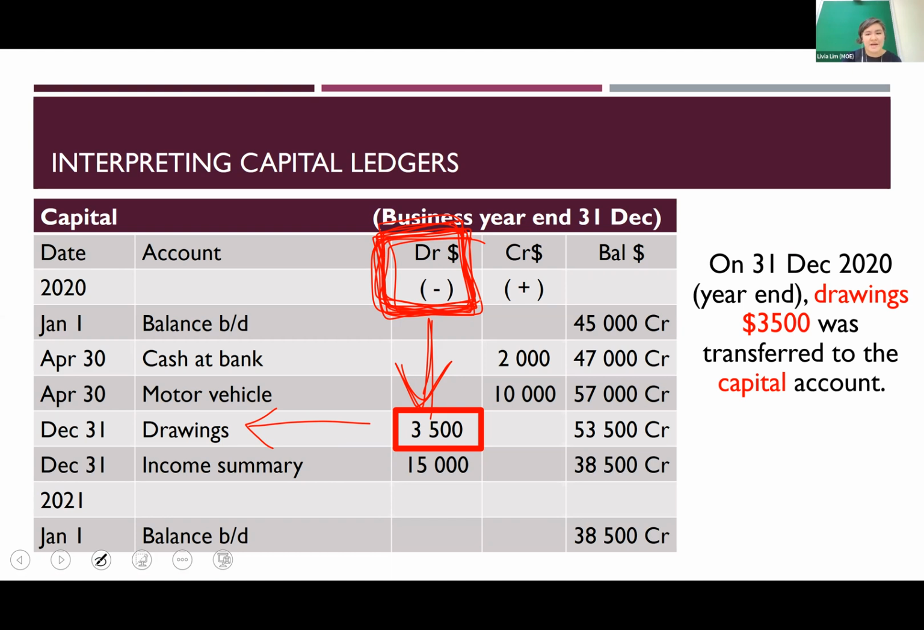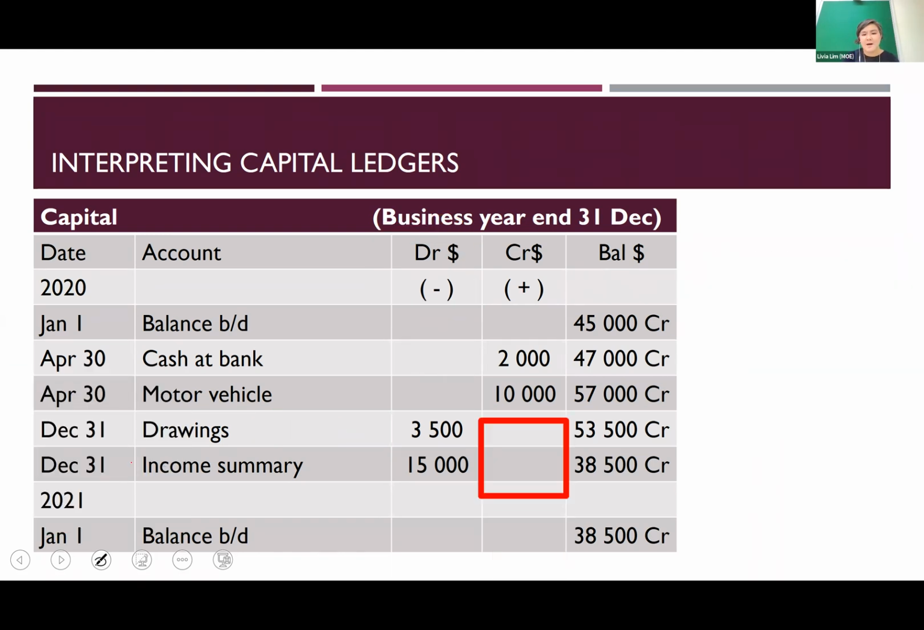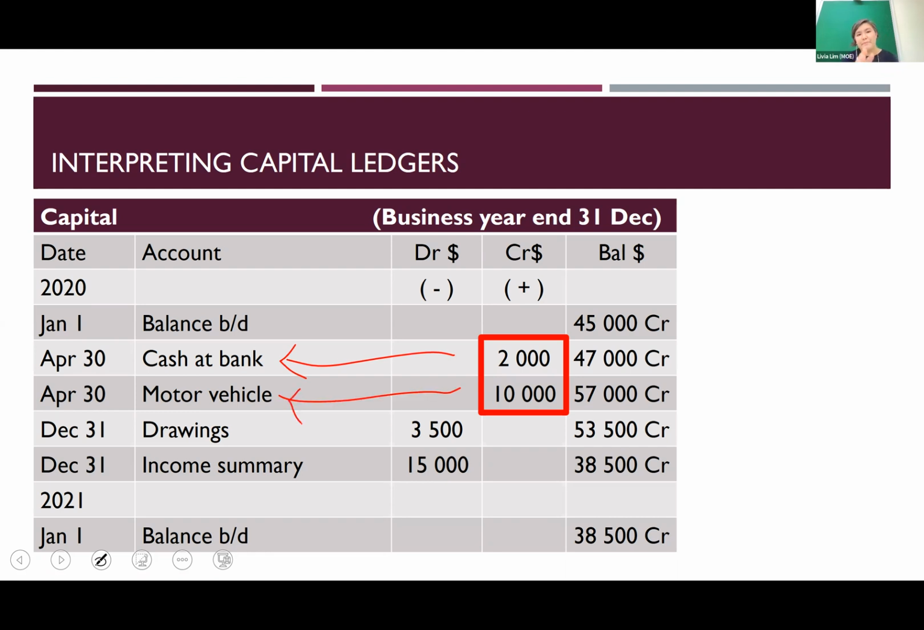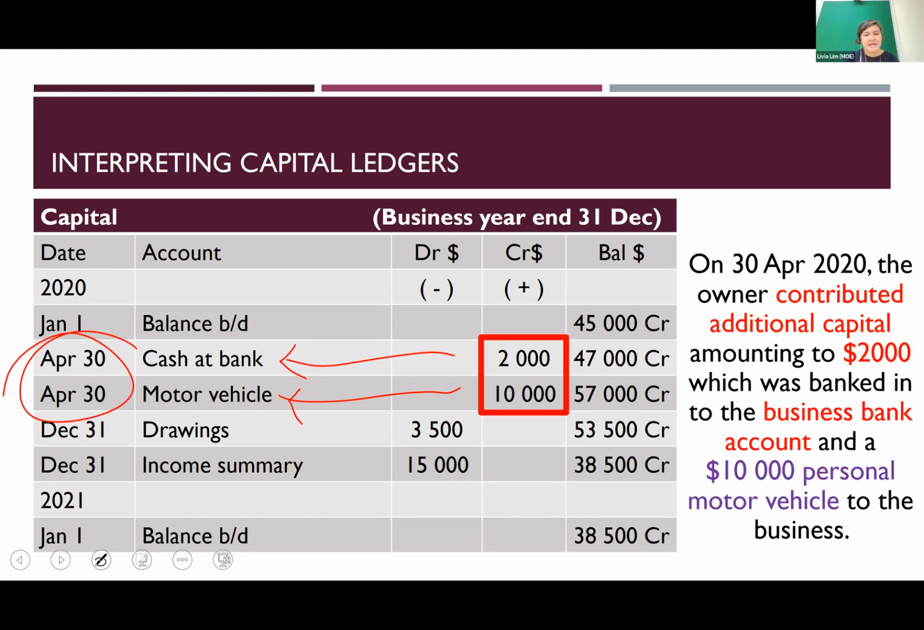All right, I hope you're still following me at this point in time. Now, what other types of transactions can happen in a capital account? Other kinds of transactions are something like this, on 30th of April. Again, if you see two accounts, then you should describe both the accounts under the same date. So you would say on 30th of April, the owner contributed an additional capital amounting to $200. And this additional capital was banked into the business bank account.